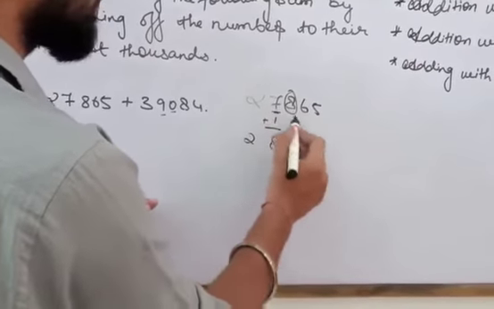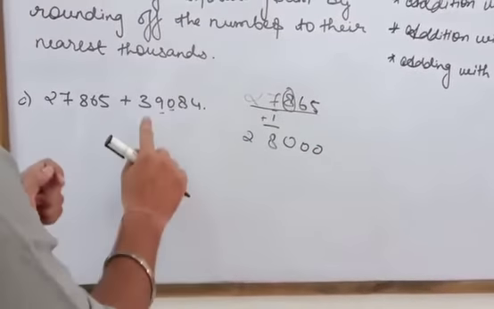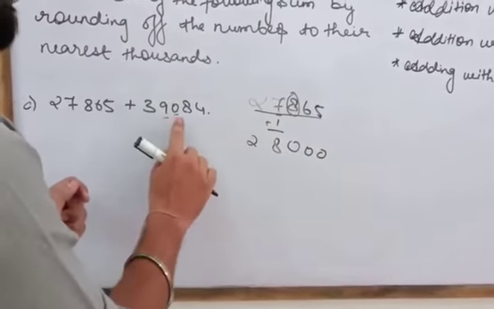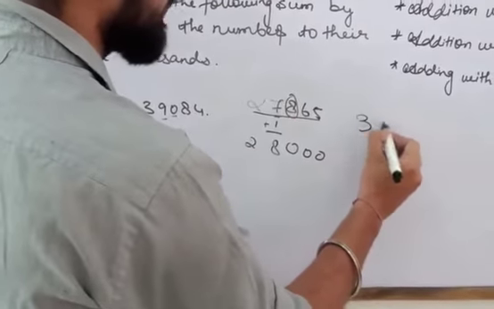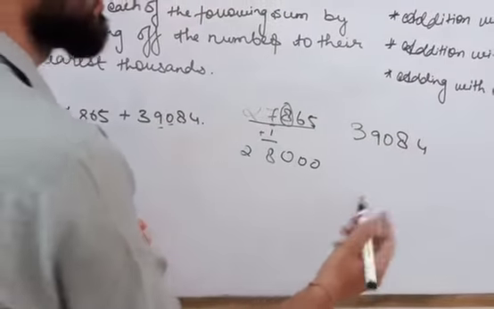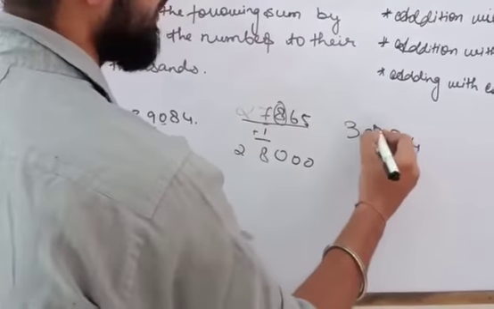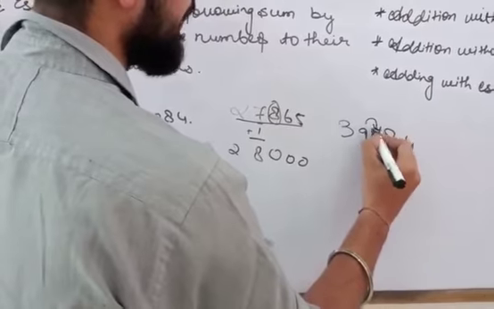27,865, we got it, the digit got rounded up to 28,000. So let's round off the other number, that is 39,084. Again we find a number first. Ones, tens, hundreds, thousands, 10,000. So our number is 9, and we'll move to right next door, that is 0.